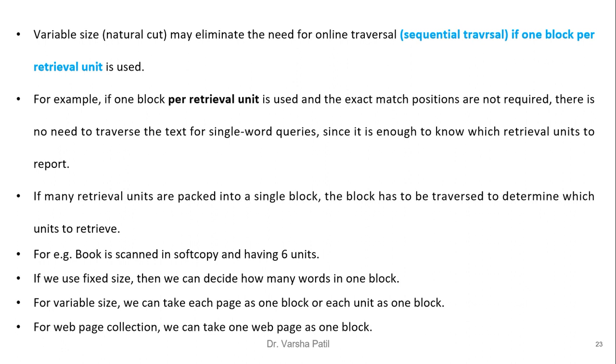So for example, if we have a book scanned in soft copy with 6 units, if we use fixed size, then we can decide how many words are in one block. But for variable size, we can take each page as one block or each unit as one block according to our convenience. For a web page collection, we can take one page per block. So based on our data collection, we go for variable size or fixed size, but only when presence is required, variable size is a good option.